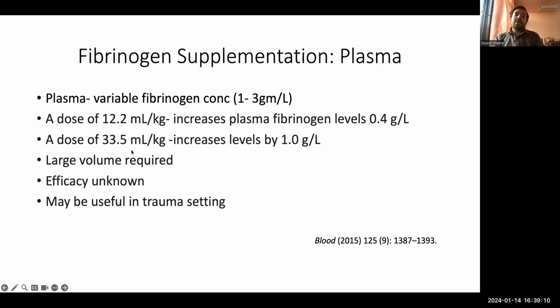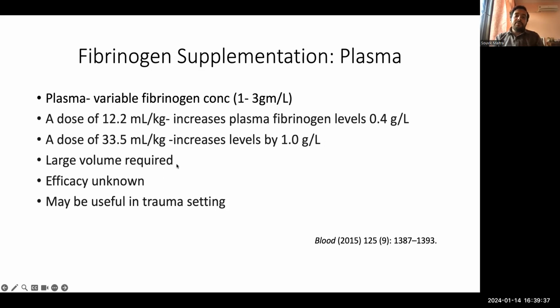More than 30 ml per kg of plasma causes an increase in fibrinogen level to the desired therapeutic level of 1 gram per liter. So at least you should use more than 30 ml per kg of plasma. In a 50 or 60 kg patient, it comes to around 1.5 to 1.8 liter. So again, the concern remains the volume. A large volume is required to achieve a therapeutic level of fibrinogen in patients who are actively bleeding.